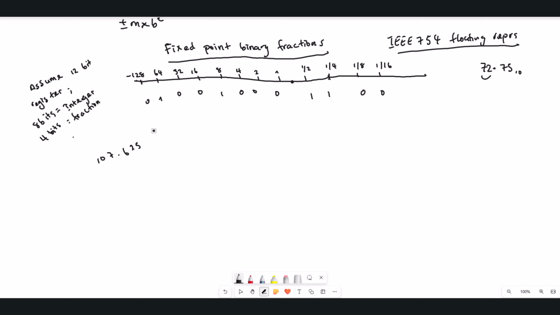To represent 107.625 in binary will become 0 1 1. How am I doing this? I'm just adding these numbers. If I add these numbers, it's going to give me 107.